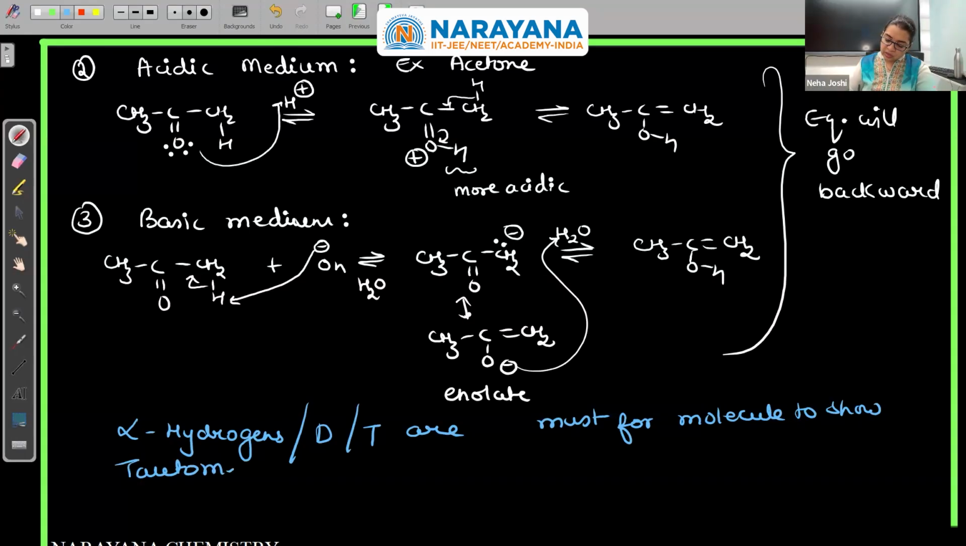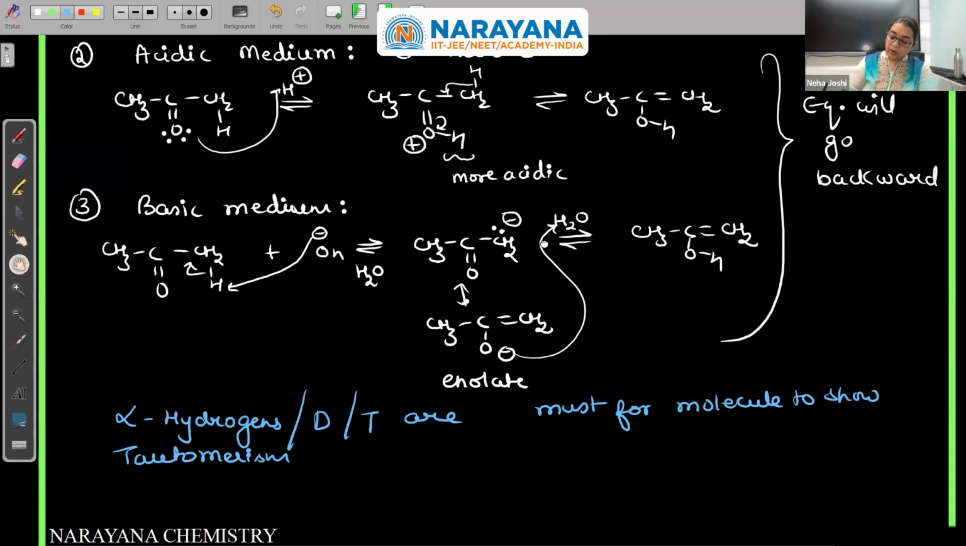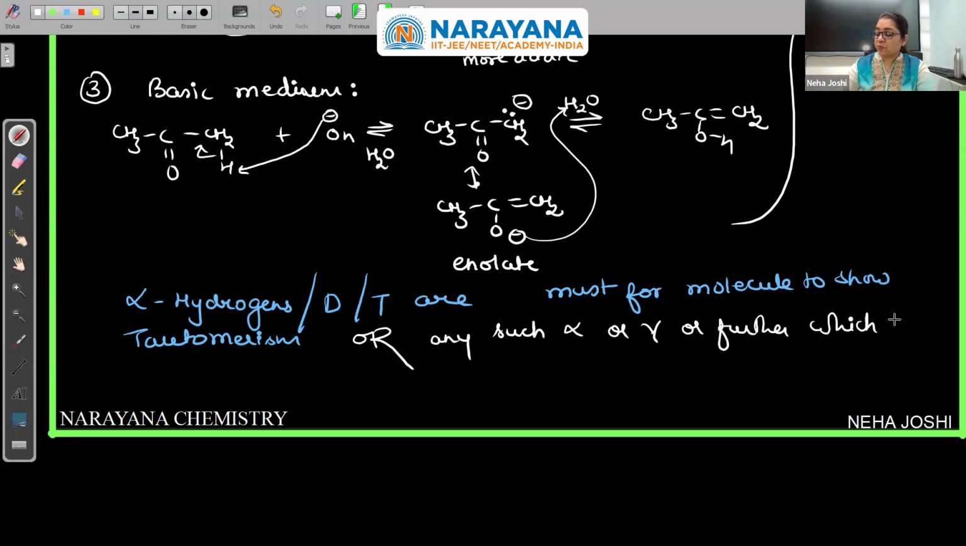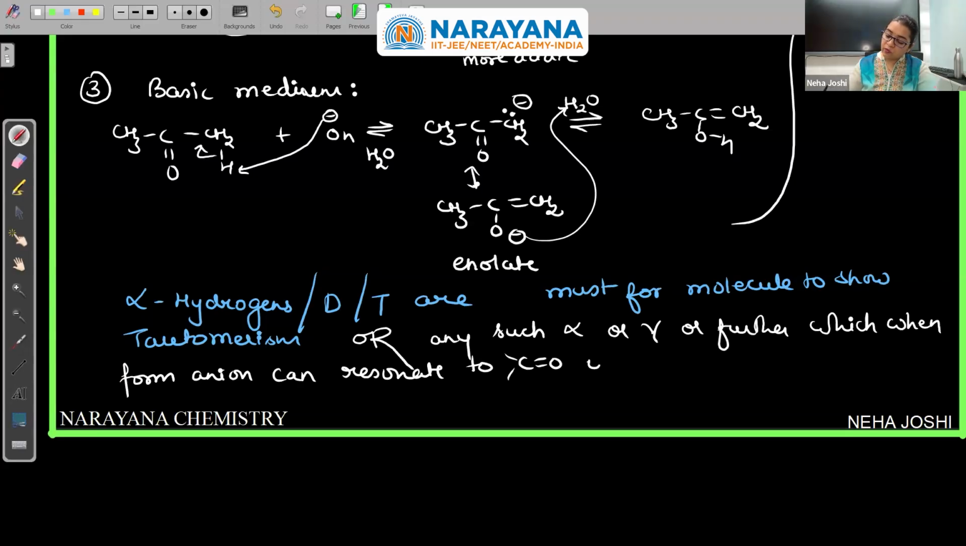Right, this is a very standard thing that is true. I want to modify it, or any such alpha or gamma or further position which, when it forms an anion, can resonate to C double bond O, will show tautomerism. इसका क्या meaning है?